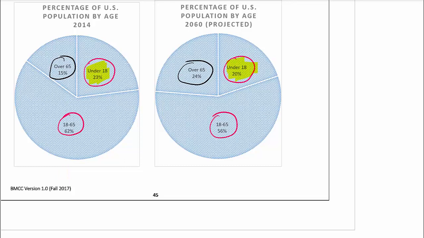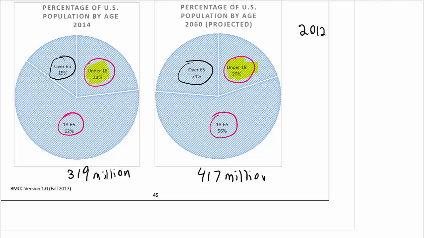So let me write down the numbers. We got 319 million right here. And do not write it in expanded form. Just leave it like that, as millions. And then 417 million for 2060 projected. We're going to be focusing only on the under 18 category. So the first question that I want to ask you is to calculate in 2014, how many people were living in the United States that were under 18 years of age. Okay, so calculate that number.